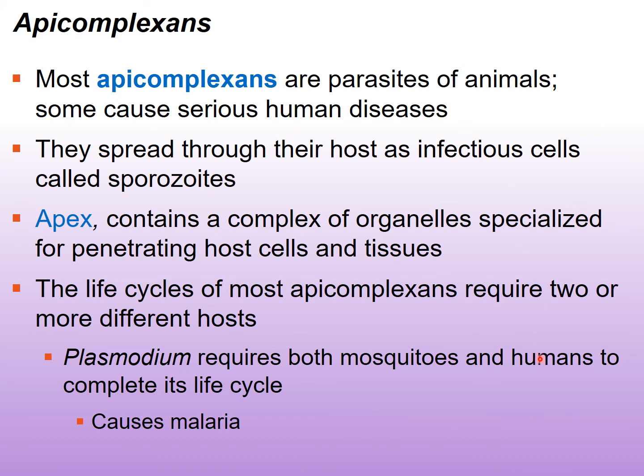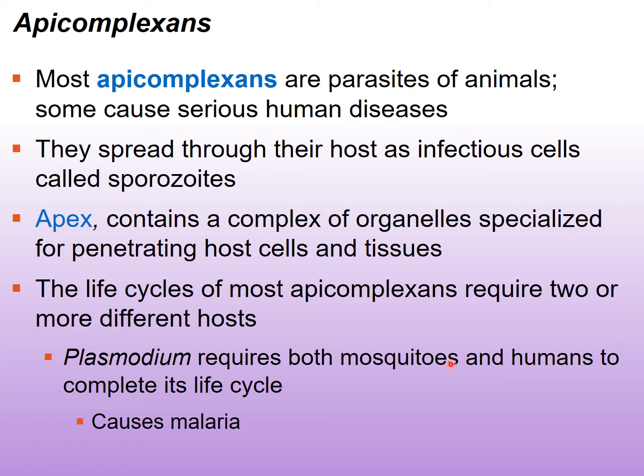Now, the apicomplexans are generally parasites of animals, and some of them can cause diseases in humans that are quite serious. They generally spread to their host as special infectious cells called sporozoites. One end of the sporozoite is the apex, and it has a complex of organelles and proteins specialized to allow them to penetrate the host cell and tissue. And that's why they're called apicomplexans, apical complex. So they have this complex at the apex.